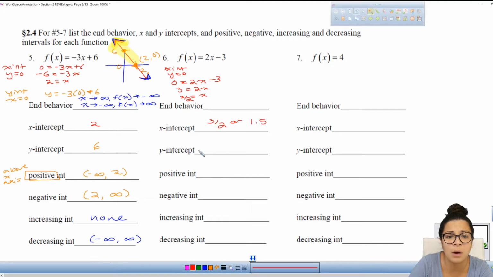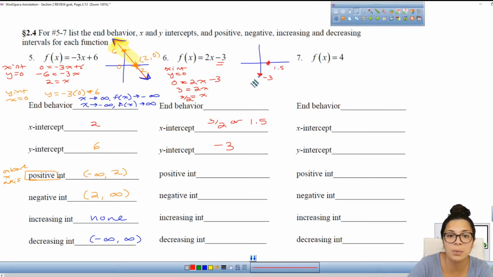And then the y-intercept, I'm not going to solve for that. I can see it right here. The y-intercept is -3. Now, let's go ahead and make a quick rough sketch of this graph. We have our x-intercept, which is at 1.5, or 3 over 2, and our y-intercept is at -3.